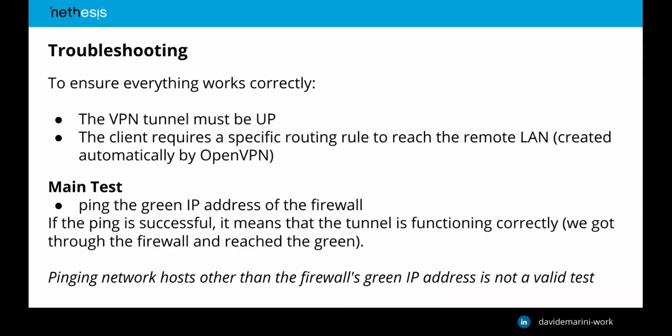And now let's see a little of troubleshooting to ensure that everything is working correctly. The main test is to ping the green IP address of the firewall. If the ping is successful, it means that the tunnel is working correctly because we got through the firewall and we reached the green. It is very important to remember that pinging network hosts other than the firewall green IP address is not a valid test. Okay, so only the firewall green IP is a good test.